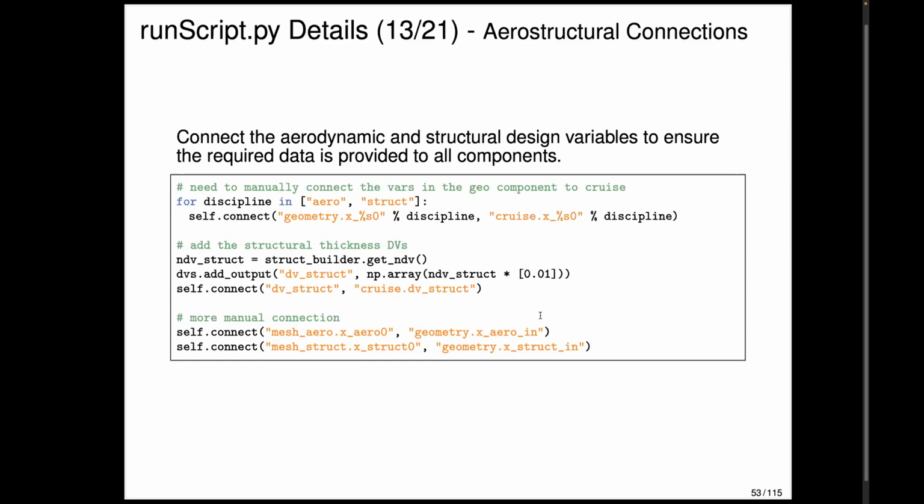A few more manual connections we need to make. We need to connect the aero mesh with the geometry. So we'll make that connection here, and we need to connect the structural mesh with the geometry mesh as well, so that there's a connection between the geometry group and then the respective points on the aerodynamic component and the structural component. So you don't need to worry too much about these as long as you make sure to include them. They are standard through all of the aerostructural cases that you may run.